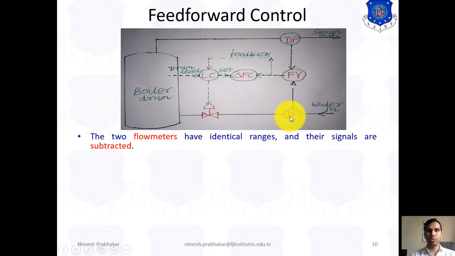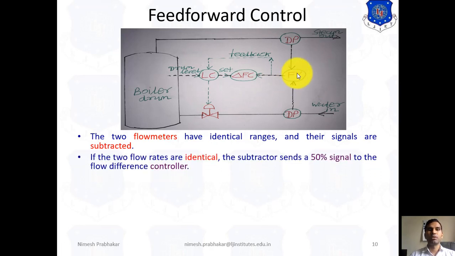That means this flow meter sends a signal to here, and this flow meter, the steam outlet flow meter, sends a signal to here. Now these two are subtracted here, and if the two flow rates are identical, the subtractor sends a 50% signal to the flow differential controller. This is a flow differential controller.